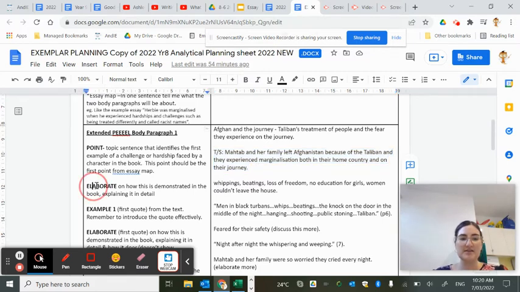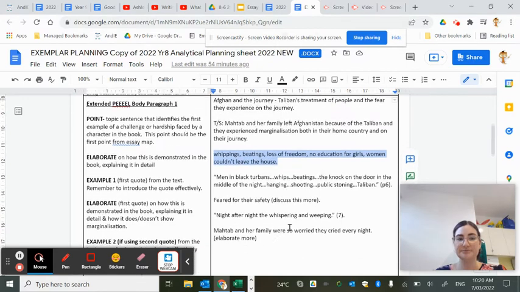Now, when I elaborate, this is where I'm giving some more detail. I'm telling my reader more, okay? So I've just dot pointed here some of the things that I'm going to talk about. And in my elaboration, I might have 2 to 3 sentences, okay? Just telling what I know about their treatment in Afghanistan.